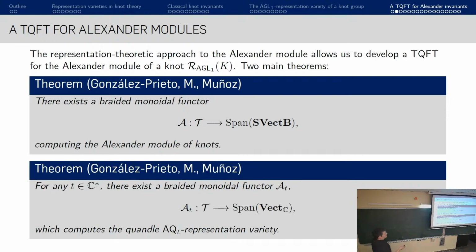The two main theorems say that we've got braided monoidal functors from a certain category T, which is the category of tangles, which I'm going to discuss later on and define, to two categories, which are spans of singular vector bundles and spans of complex vector spaces. These functors are called AT. Okay, those are computing the quandle representation variety, and that's computing the whole Alexander module. The idea to keep in mind is that this is the fiber of the previous fibration.